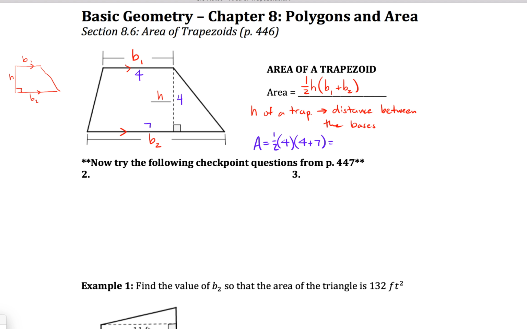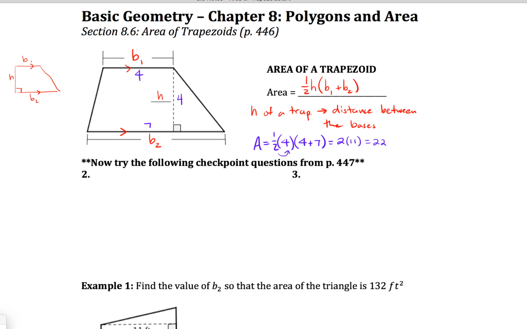Or what I typically do, especially if my height is an even number, is I go ahead and apply that 1/2 to that height. I know that half of 4 is 2, and then I'll add the 4 plus the 7 and get 11. So now I'm looking at 2 times 11. I kind of did two steps in one. I took half of 4 to get the 2, and I did 4 plus 7 to get the 11. And 2 times 11 is 22.